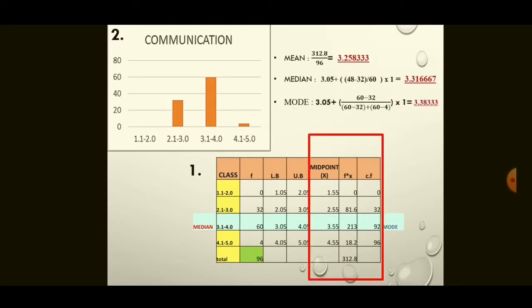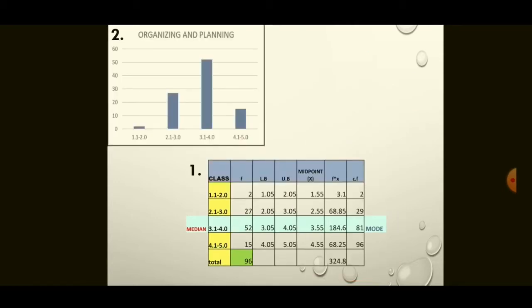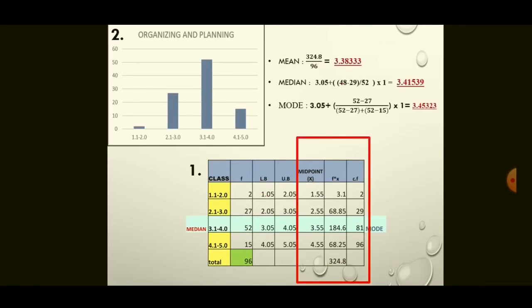So we found out that the mean is 3.26, the median is 3.32, and the mode is 3.38. For organizing and planning, the steps are similar. And then we found out that the mean is 3.38, the median is 3.42, and the mode is 3.45.